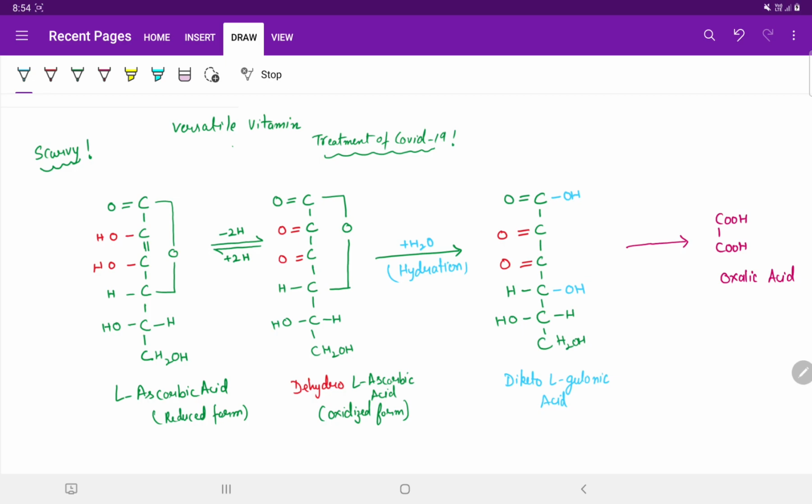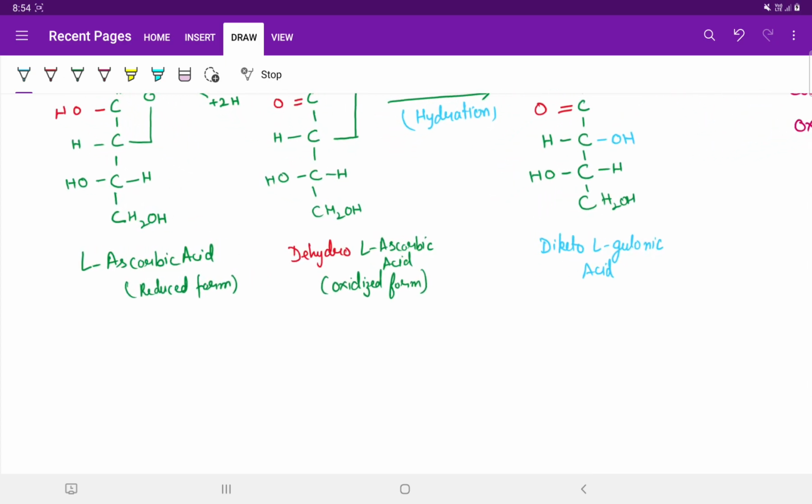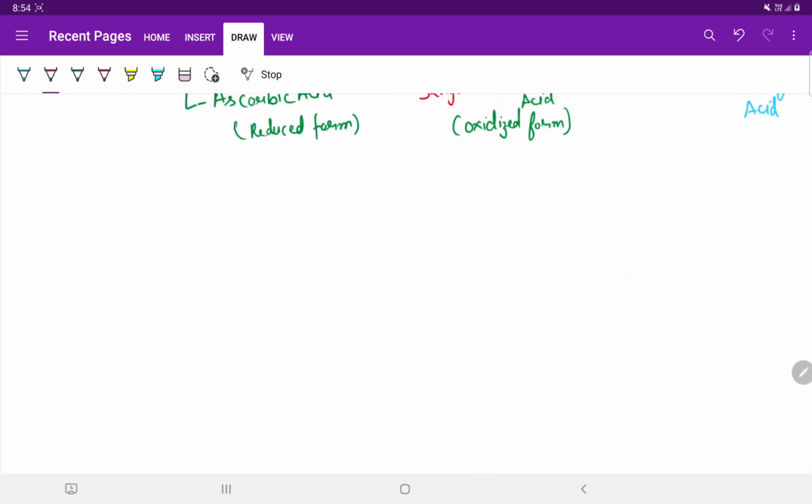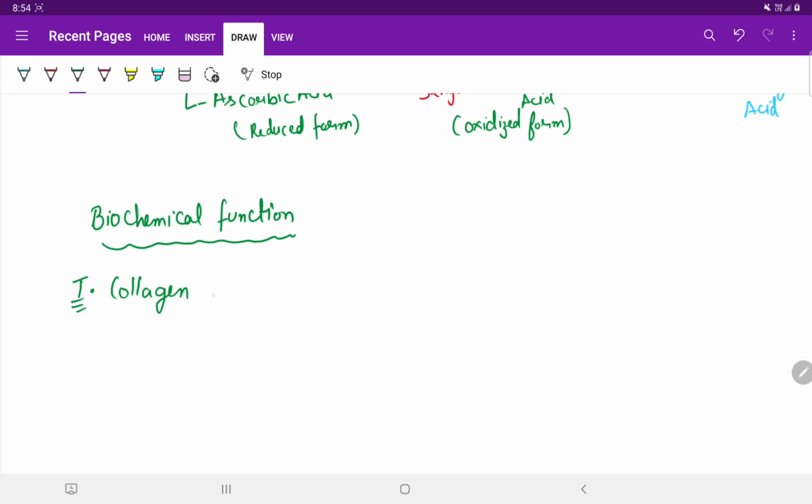So, what are its basic biochemical functions? So, let us write the biochemical functions first. The most important biochemical function is the collagen formation. So, it is the fiber of the connective tissue, the collagen. So, vitamin C plays an important role as the coenzyme in the hydroxylation of proline and lysine, while protocollagen is converted into collagen.